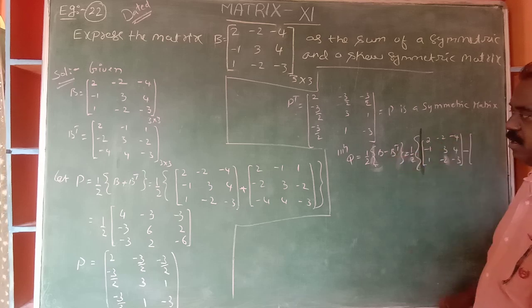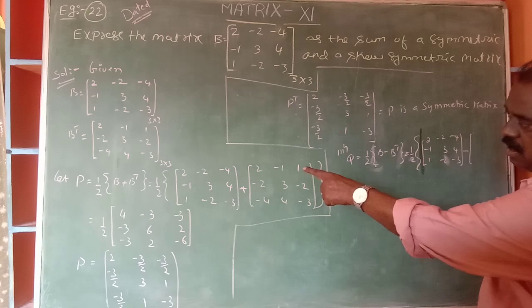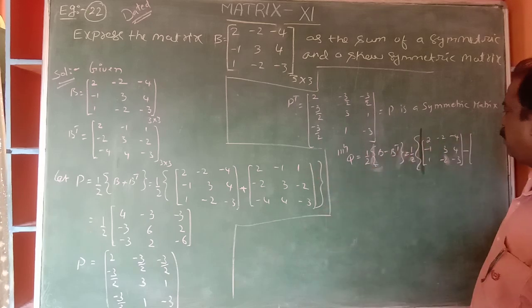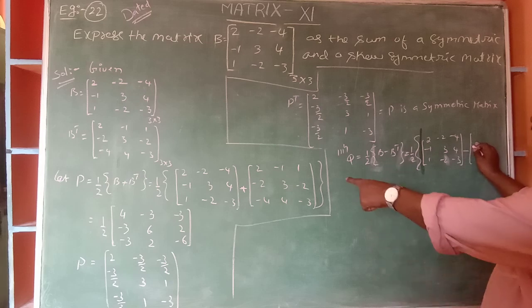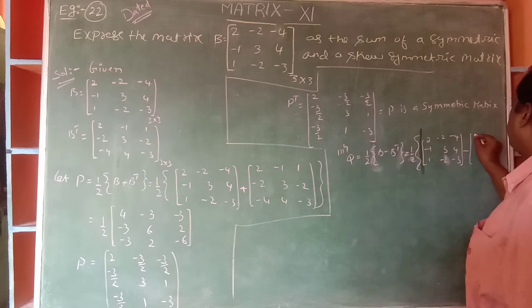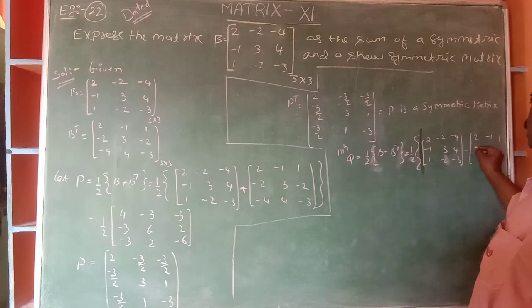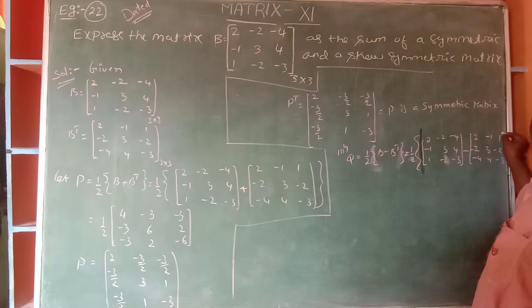First I take B plus B transpose, and here B minus B transpose. And what is B transpose? This one. It is 2, minus 1, 1; minus 2, 3, minus 2; minus 4, 4, minus 3. Okay now? Okay.